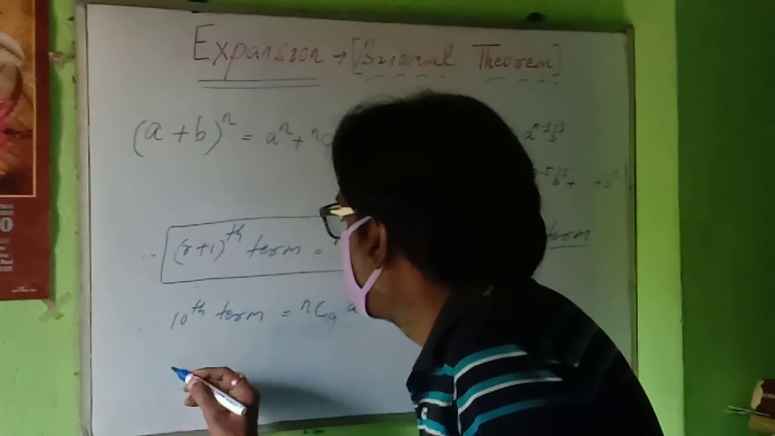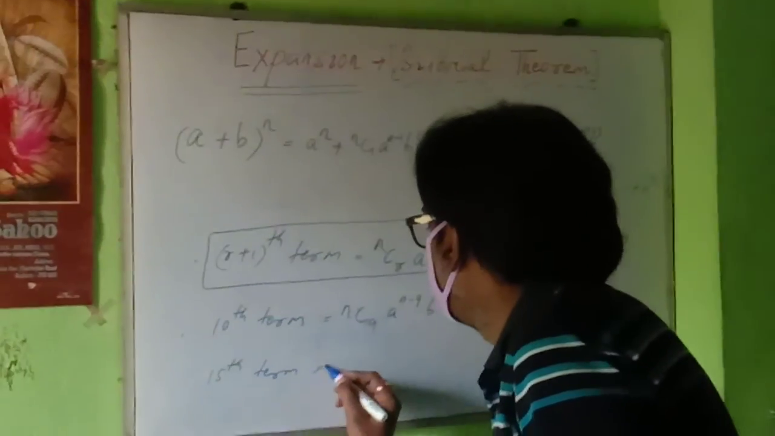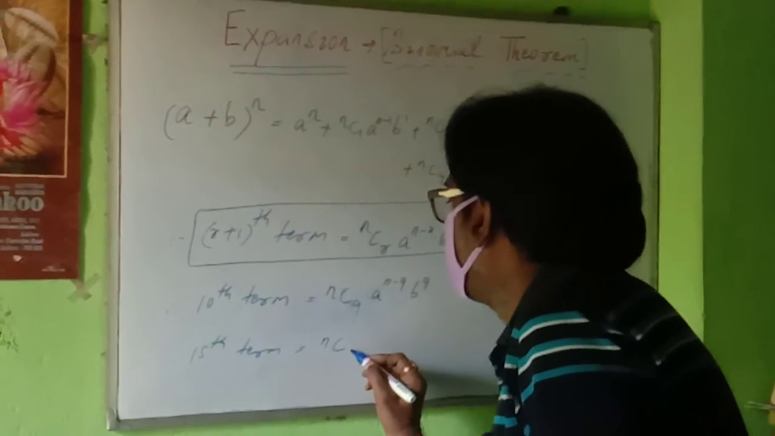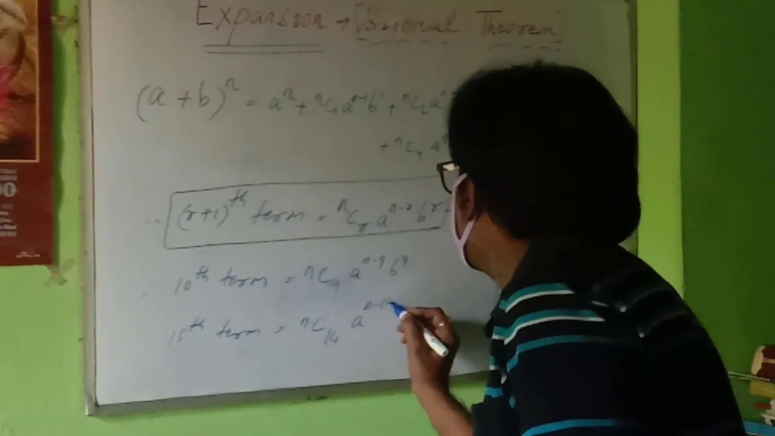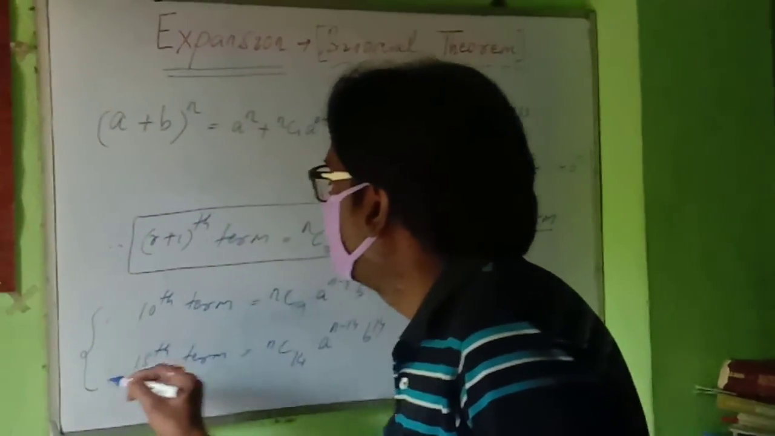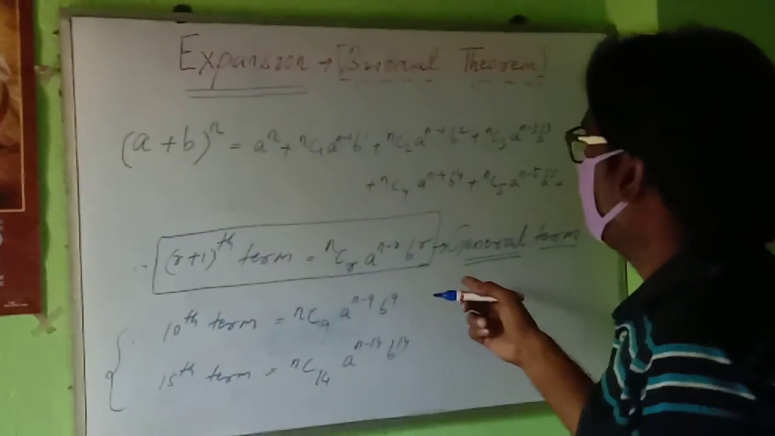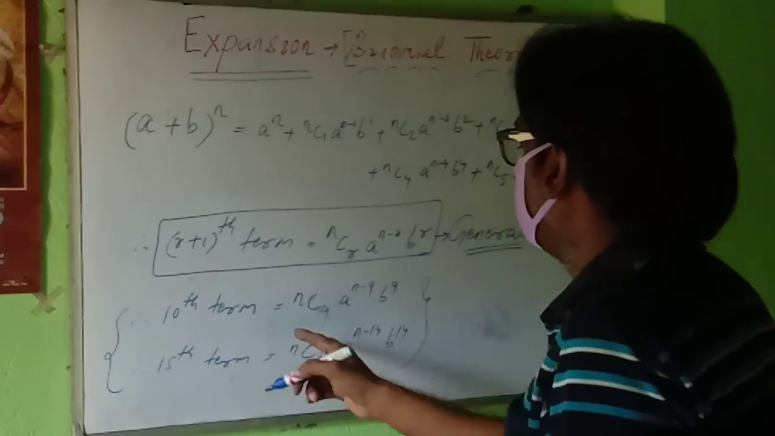Suppose you have to find out the 15th term. The 15th term will be how much? nC14, 1 less, a to the power n minus 14, b to the power 14. Okay, these are the two examples given. This is the general term. And what is nC? This is nCr.